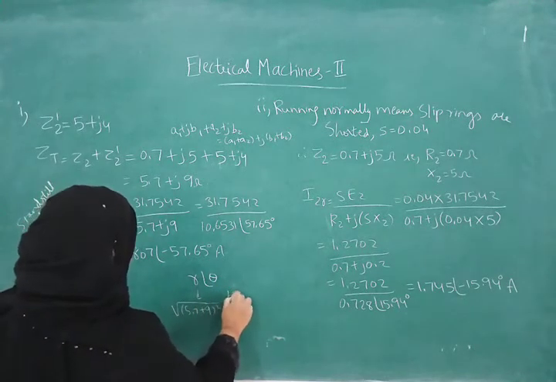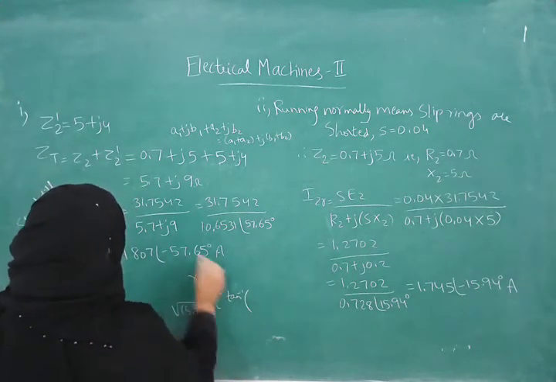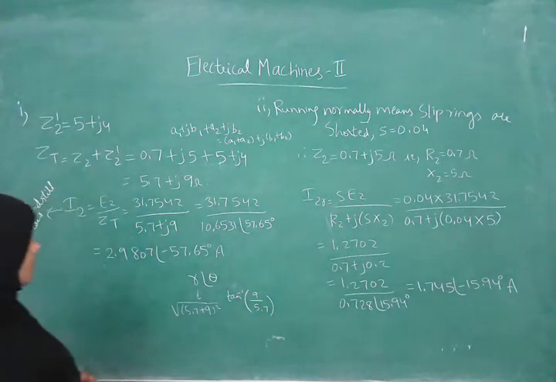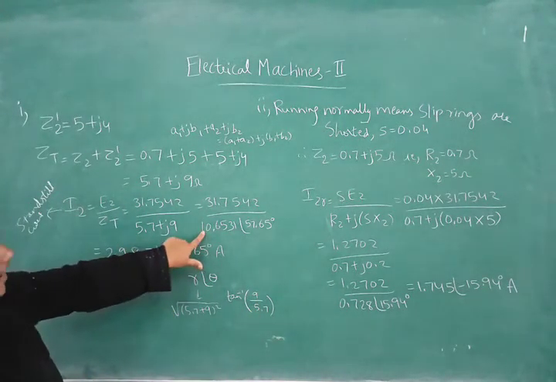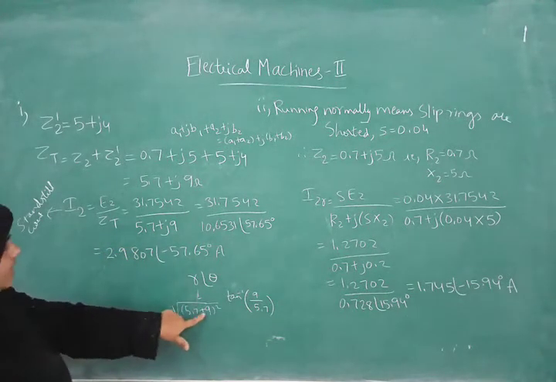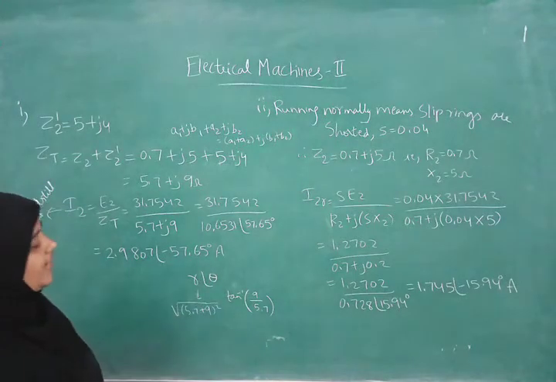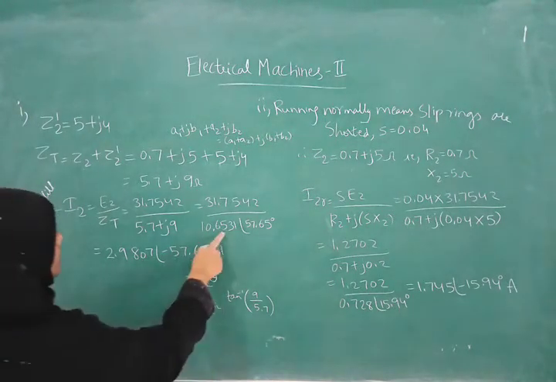Angle will be tan inverse of b by a. B by a means what? B is 9, a is 5.7. This is the magnitude. Magnitude is what? Root of (5.7 square plus 9 square), and this angle will be what? Tan inverse of 9 by 5.7. So I got this value here.